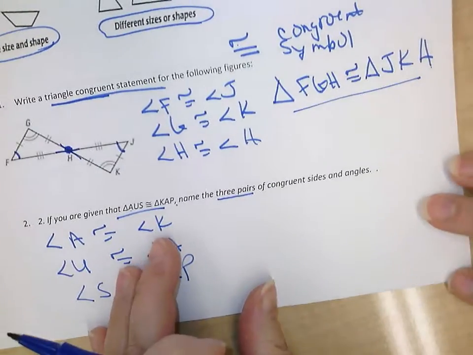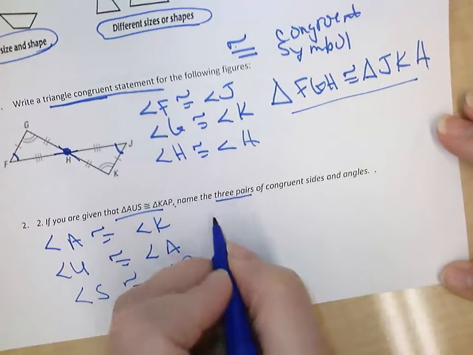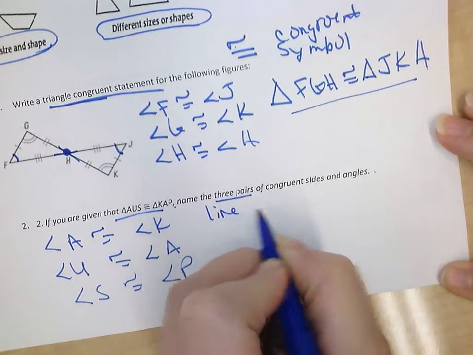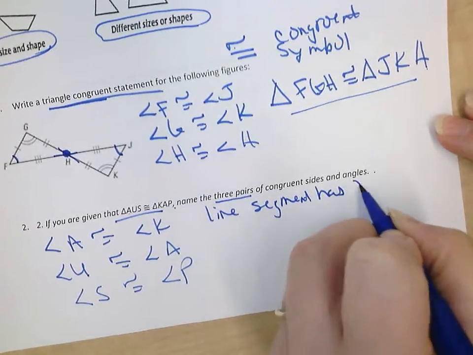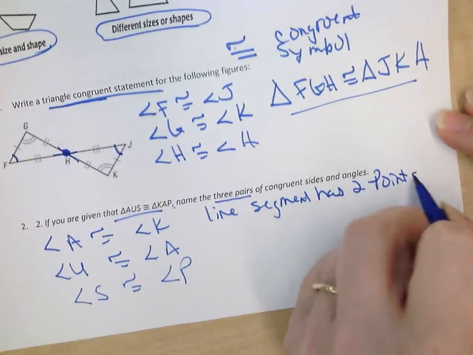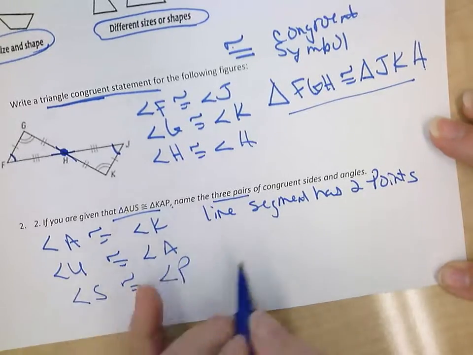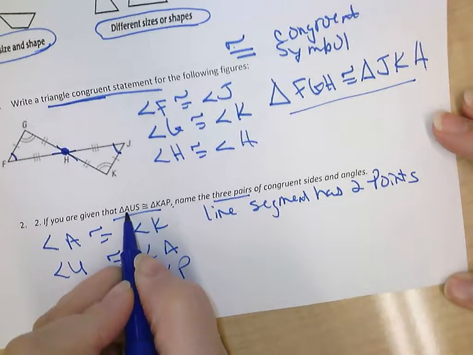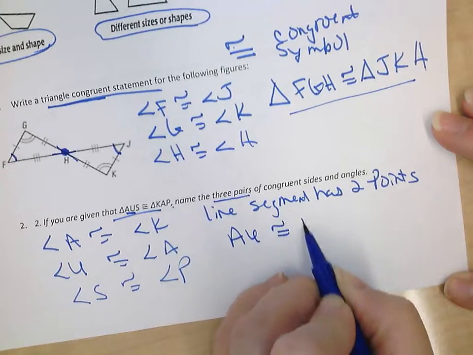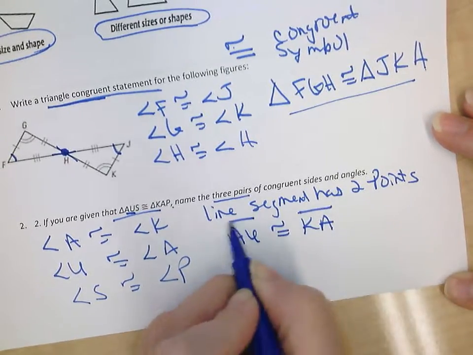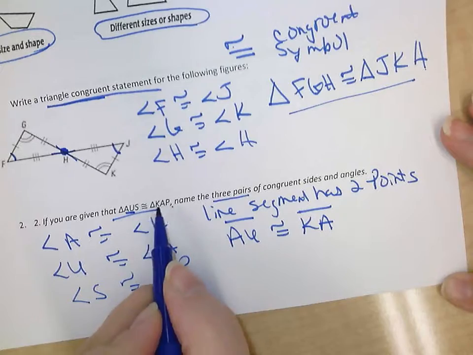How would we do the line segments? Now we know a line segment has 2 points. Let's remember, a line segment has 2 points. So we need to do 2 points in each one. Let's do the first two. So we have 2 points right here. AU is congruent to KA. Okay, that makes sense. First two, first two.